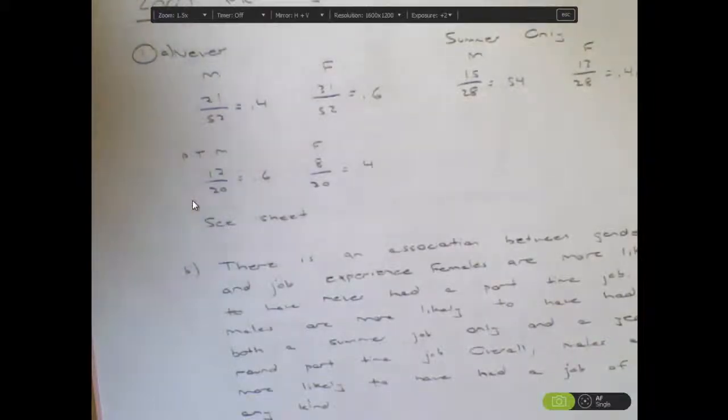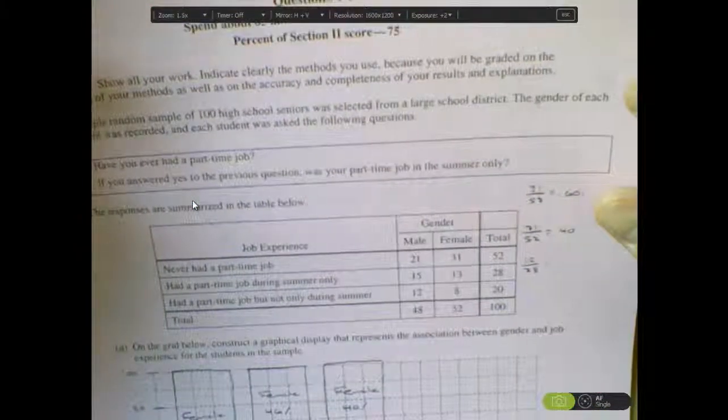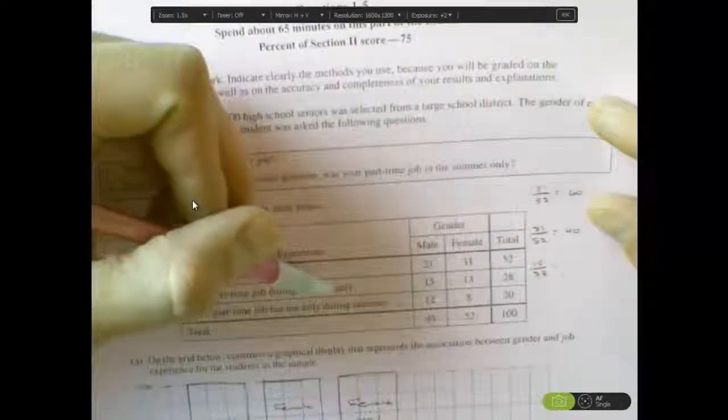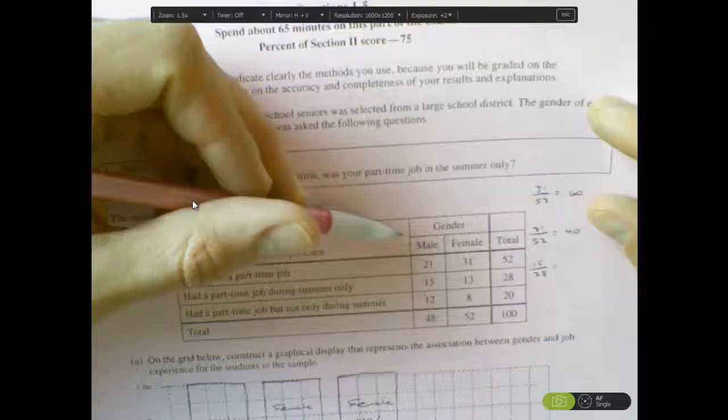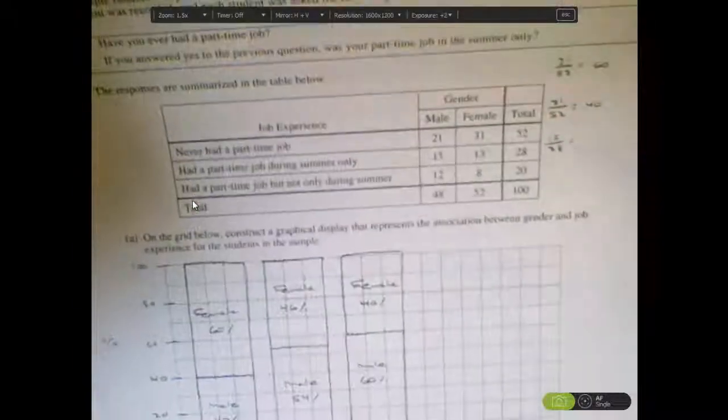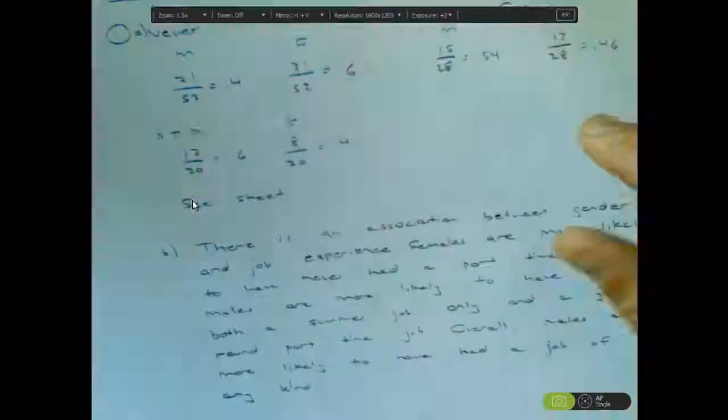All right, in this video, I'm going to cover the 2009 free response questions number 1 through 3. For question 1A, you needed to create a graphical display that represents an association between gender and job experience. So you have two categorical variables, and you're looking at doing a graphical display based on the contingency table. So you're talking about a pie chart, a bar graph, a segmented bar graph, which is what I ended up doing, which I'll go through with you here.